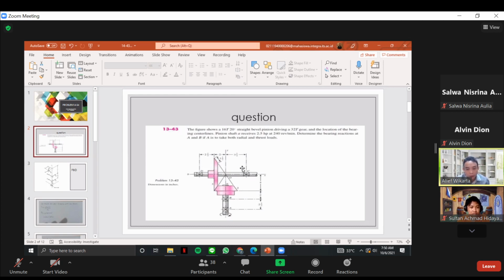But the question for this problem is only the bearing reaction in A and B. In shaft A it is located for bevel 2, and 3 is the bevel number, gear number. Okay, gear 2 in shaft A, gear 3 in shaft B. Okay, so please continue, Mas.